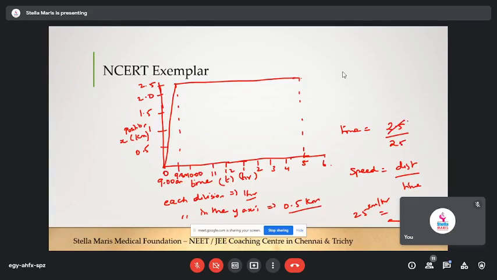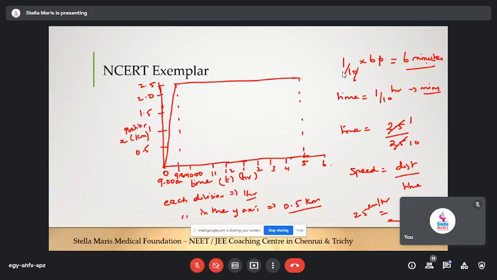So it becomes 1 by 10. So time is equal to 1 by 10 hour. You can change it into minutes, no? That is 1 by 10 into 60, right? So it takes 6 minutes.